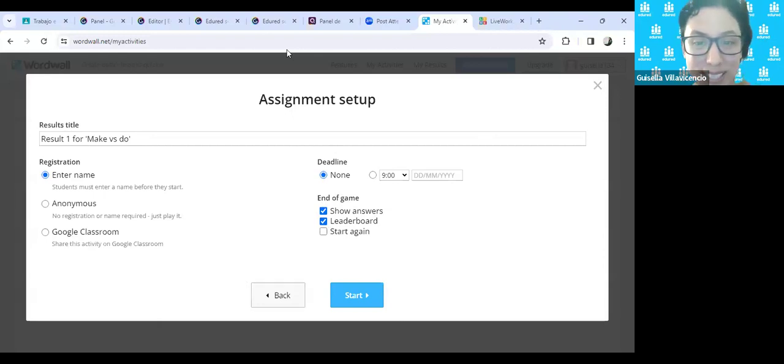Like Google Forms. Si deseo ver los resultados de mis estudiantes. Si no lo deseo, solo lo comparto, right? Comparto el link, los chicos hacen la actividad y vemos todos en clase. Pero si yo deseo tener resultados físicos, o sea, tenerlos en un Excel porque se puede pasar a un Excel, lo tengo que hacer con un assignment setup.